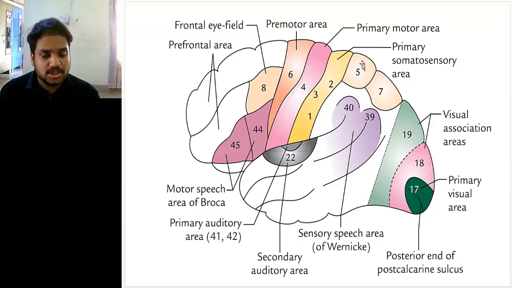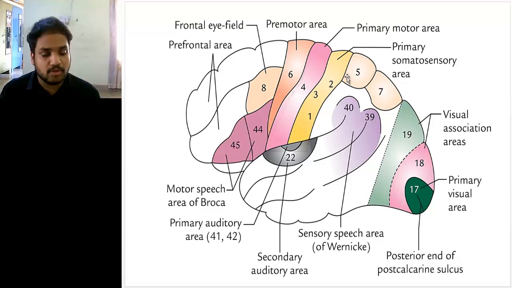So what is the function of these association areas? This association area is involved in pattern recognition. To recognize, you need this area, right? It allows us to perceive the object based on the sensory information that is received by the primary cortex, right? Based on the sensory information the primary cortex receives.